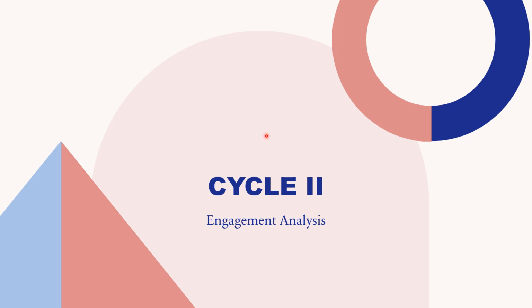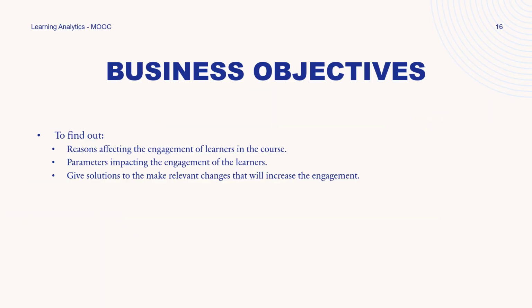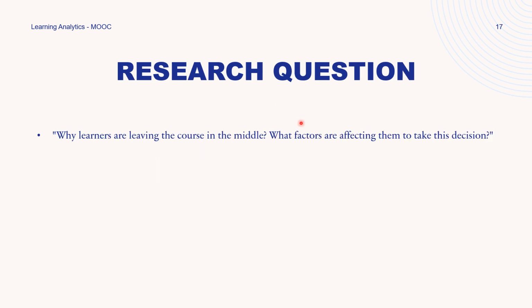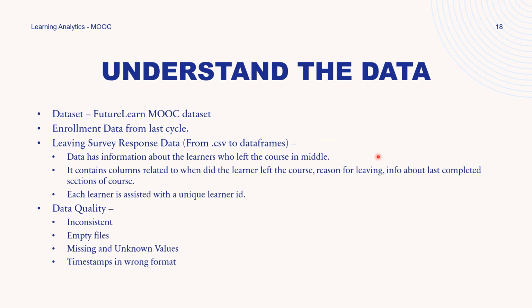So now in the next cycle, we'll be focusing on the engagement analysis of the data of the learners. First, the business objectives for this analysis would be to find out the reasons which are affecting the engagement of the learners, the parameters which are impacting the engagement, and also to give solutions for the same. So based on the objectives, we can figure out the question as why learners are leaving the course in the middle and what factors are affecting them to take this decision.